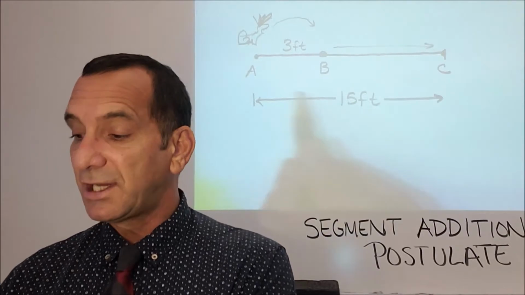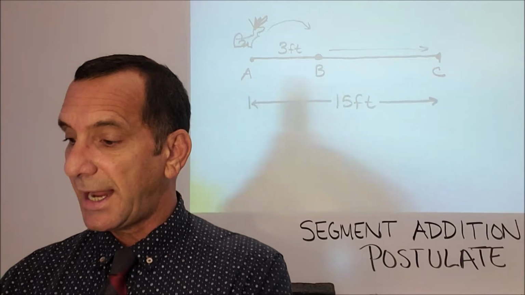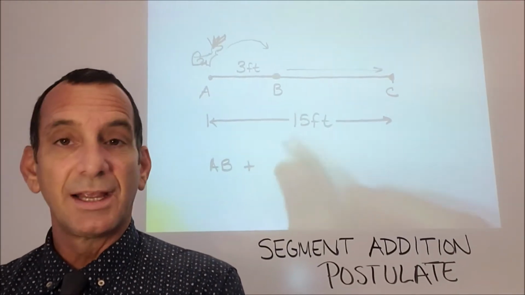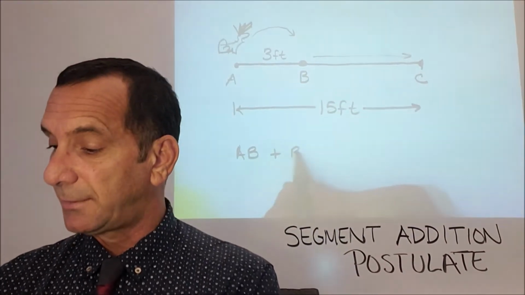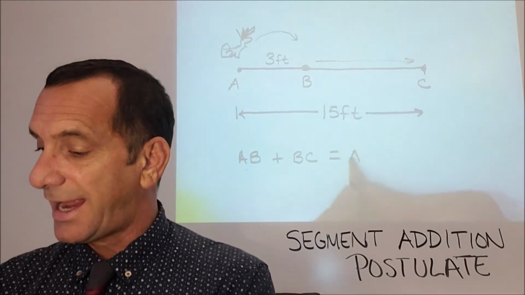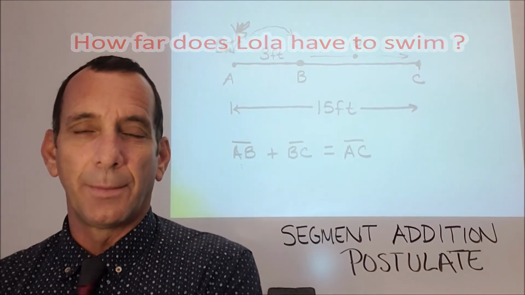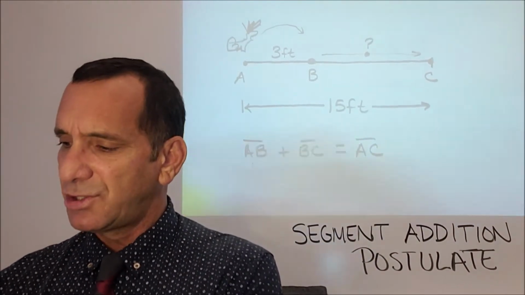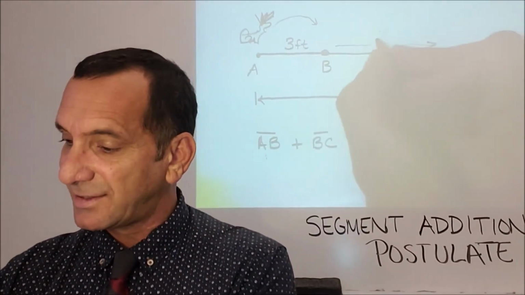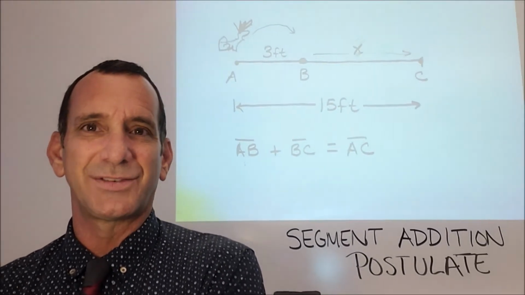swim. We can use the segment addition postulate to set this up. Segment AB, or the distance from A to B, plus the distance from B to C, added together equals the distance from A to C. How far does Lola have to swim? I put a question mark, but could you replace that question mark with an X? And we could set up an algebraic equation to show this situation.